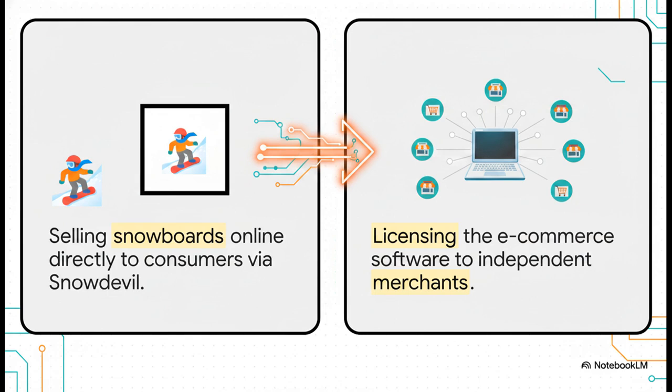Picture this. It's 2004, and founder Tobias Lutke just wants to sell snowboards online. He had this shop called Snow Devil. Simple enough, right? But then he had this massive light bulb moment. He realized that the software he engineered to actually run his store was way more valuable than the snowboards themselves. So he pivoted. Instead of selling physical goods, he started licensing out that underlying e-commerce software. And just like that, Shopify was born.